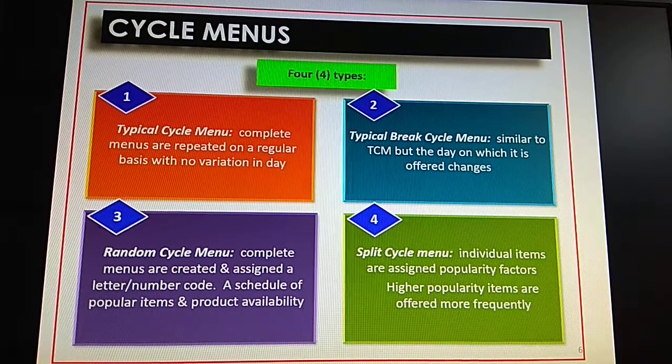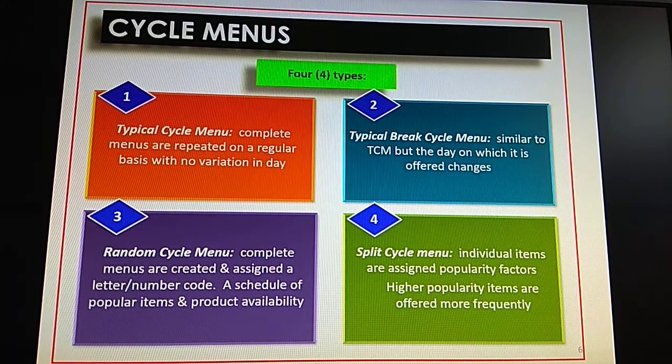While the second one is the typical break cycle menu. It is similar to the typical cycle menu, but the day on which it is offered changes. As an example, the menu offered on Sunday of the first week of January is not going to be repeated on Sunday of the second week. Instead, it is going to be repeated on Monday. So that is what we refer to as the typical break cycle menu.